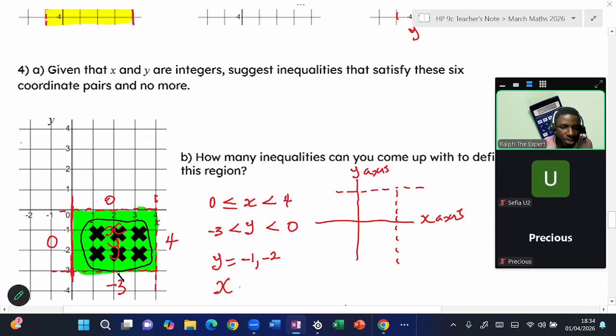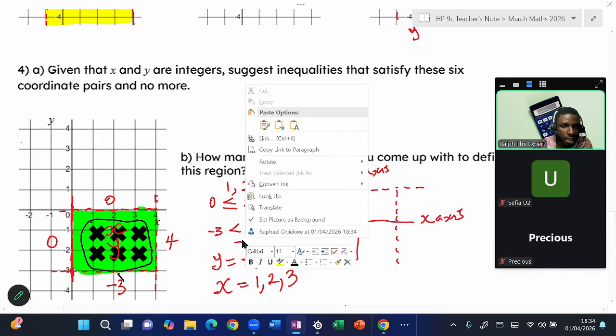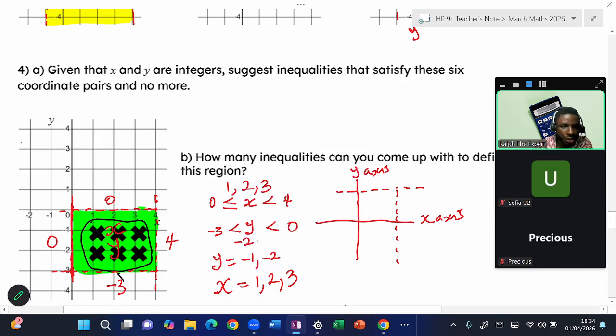Then let's look at the values of x. Here we have 3 values of x: x is 1, x is 2, x is 3. So we can see that it suits in here. We have 1, 2, 3. And if you also put -1 and -2, you see that it also suits that inequality. So that's the whole thing. If you can picture it like this, you'll be able to understand it.